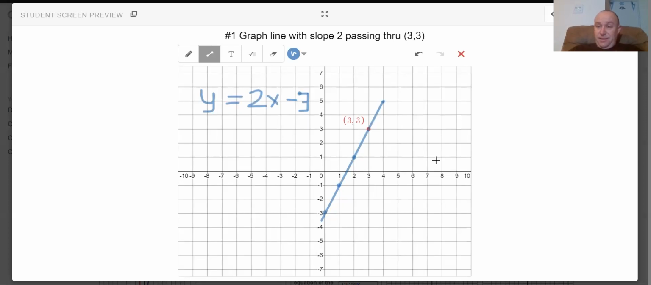So that seems to be a lot quicker. And for certain questions, it certainly is. The problem becomes when it's a question where perhaps the intercept is not a whole number. So it's important that we make sure we know how to do this algebraically as well.